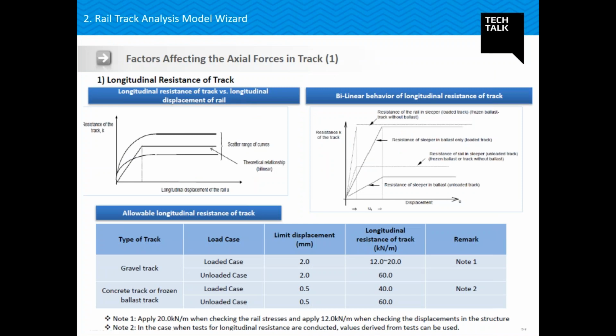Okay, so longitudinal resistance of track versus the longitudinal displacement of rail. Now you know that the stiffness of my ballast will be less than that of my frozen ballast or concrete bed. So due to this change in stiffness of my ballast or concrete bed, the stresses in my bridge, the stresses in my rail, may also change.